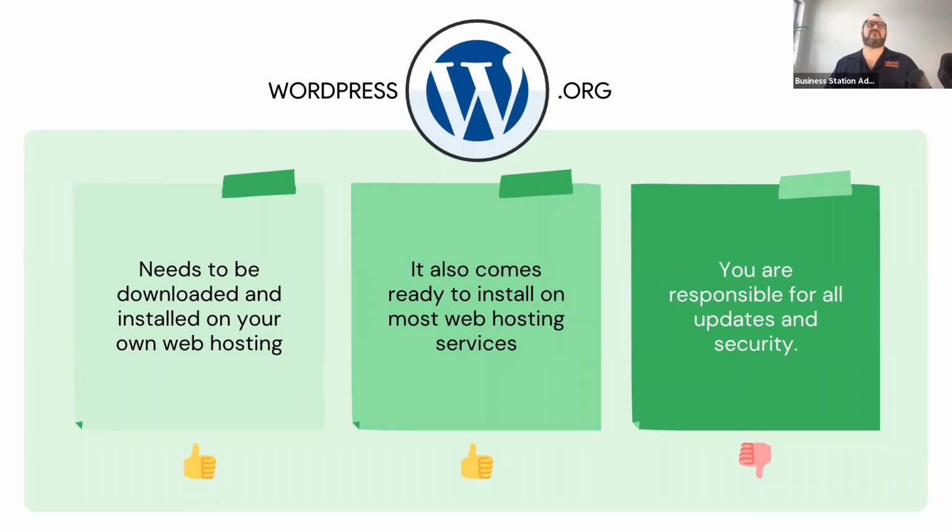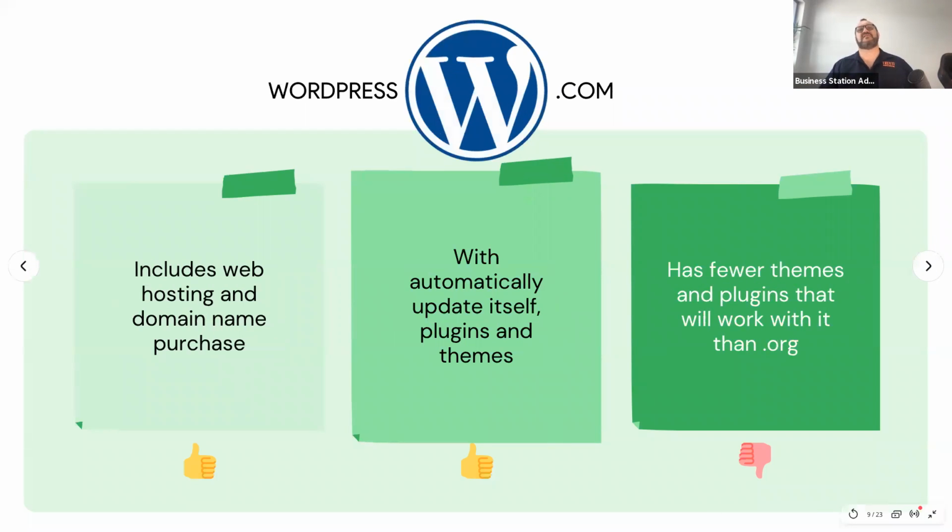The downside to the WordPress.org version is that you are responsible for all the updates and all the security, which means that you're going to be the one who is ultimately going to be called upon to keep the thing running and keep the thing moving. WordPress.com, though, is a slightly different version. It's like the safe version for beginners. It includes the web hosting and can include your domain name as well, all in one neat package.